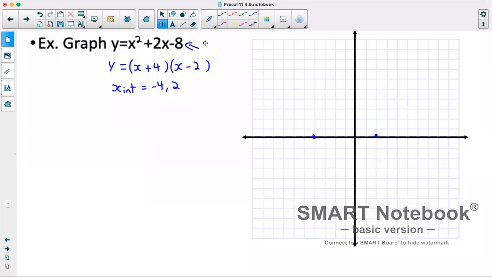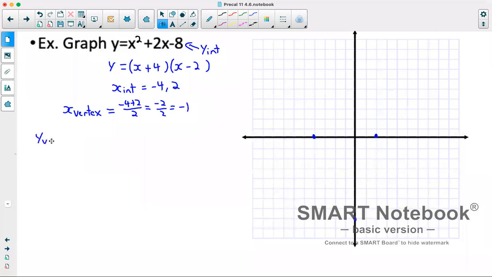I also know that my c value is my y-intercept, so that's down at -8. And we can average our x-intercepts to get the x of our vertex. So x of our vertex would be -4 plus 2 divided by 2. That would be -2 over 2, so -1.